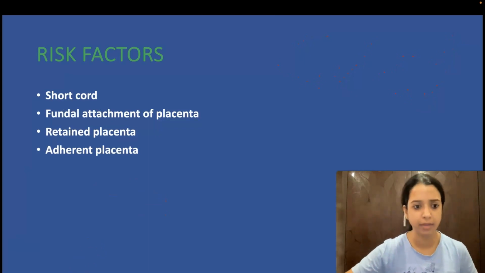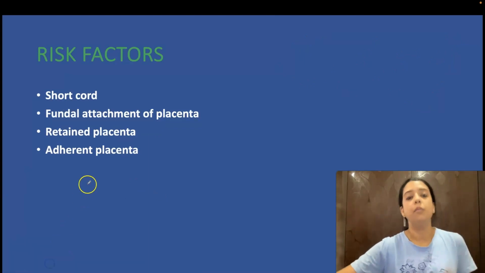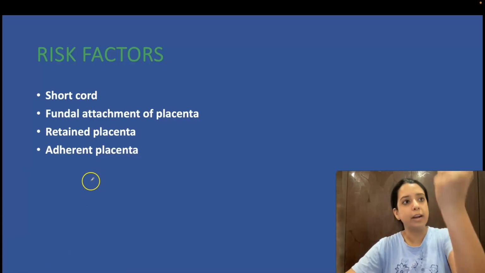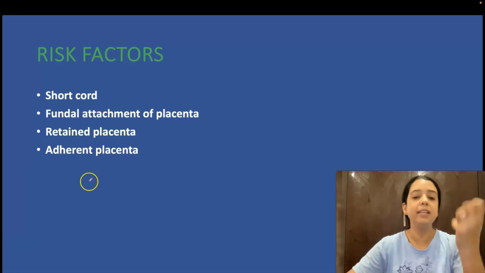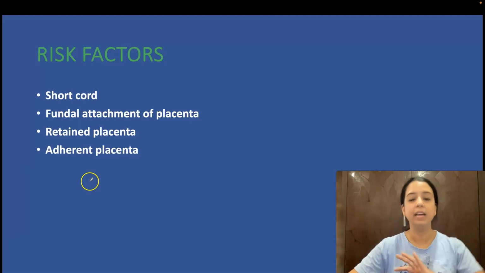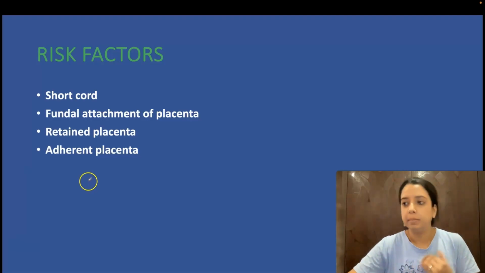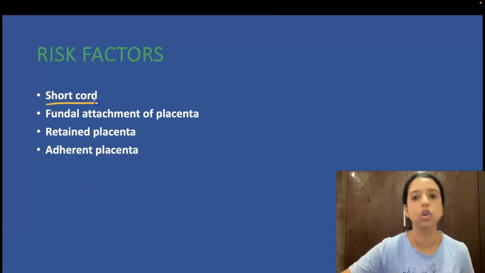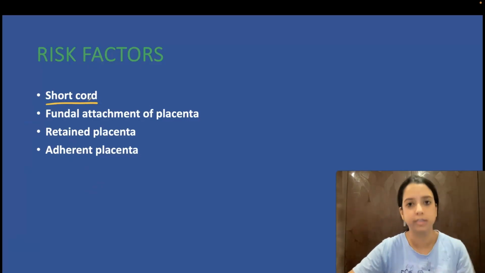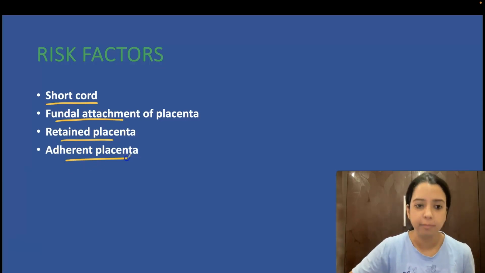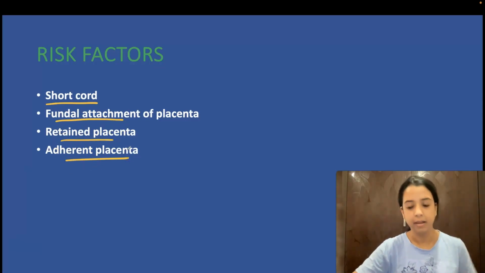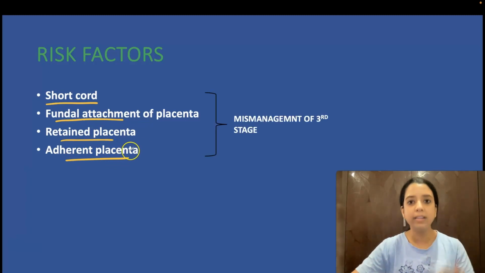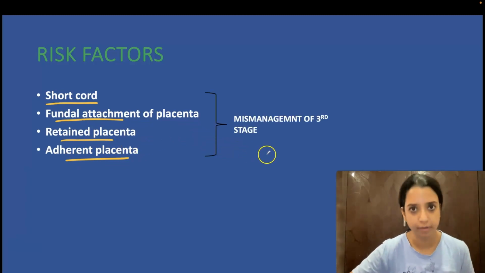So why does uterine inversion happen? It happens when you are trying to pull the placenta and the placenta is not coming out. When there is some roughness, some protocols are not being followed for the 3rd stage of labor, then the inversion happens. Risk factors are when there is a short cord and you are pulling it constantly, when the placenta is attached at the fundus, when it is a retained or an adherent placenta. These are the risk factors. But remember, the cause is basically mismanagement of 3rd stage of labor.